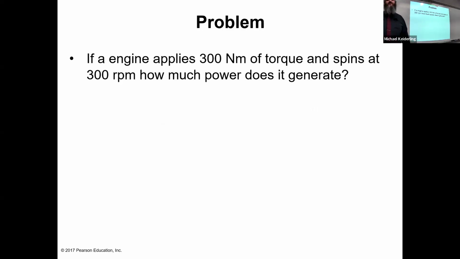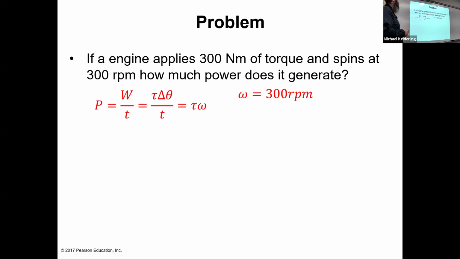So if an engine applies 300 Newton meters of torque and spins at 300 rotations per minute, how much power does it generate? So here, we're going to need to change rotations per minute into radians per second. But power is work over time. So it's torque times angular displacement over time, or it's torque times omega.